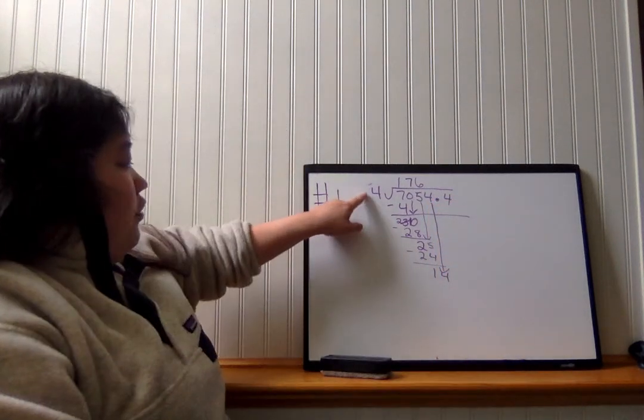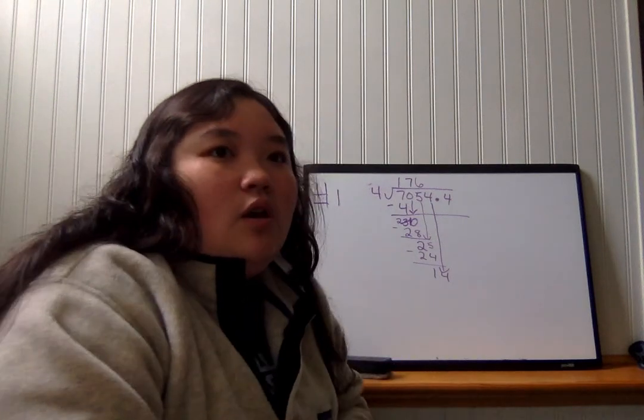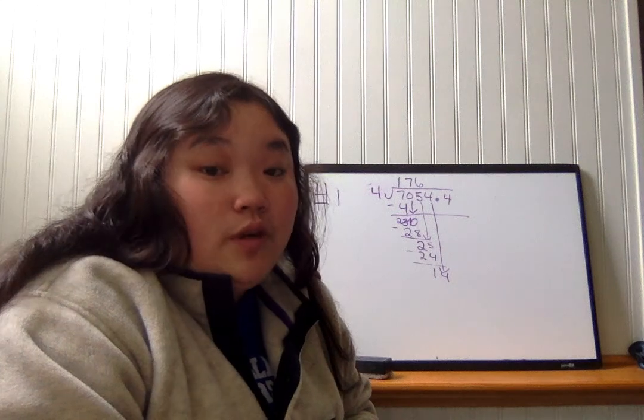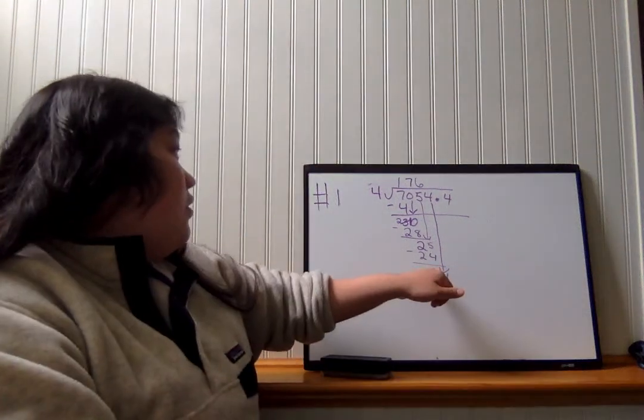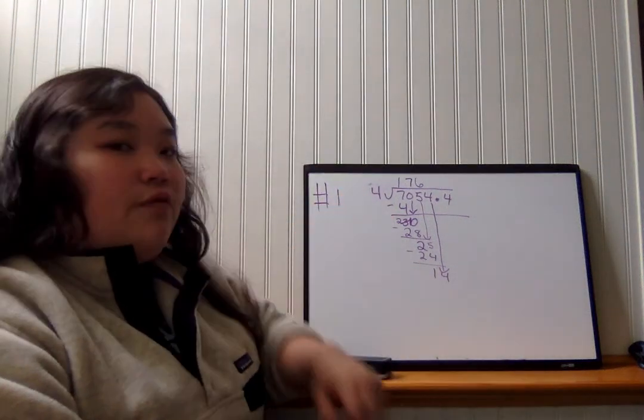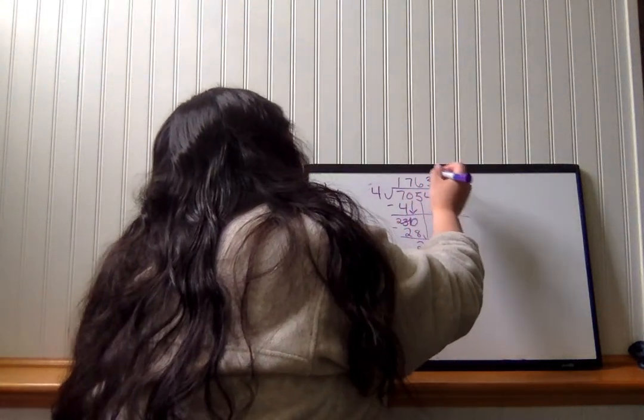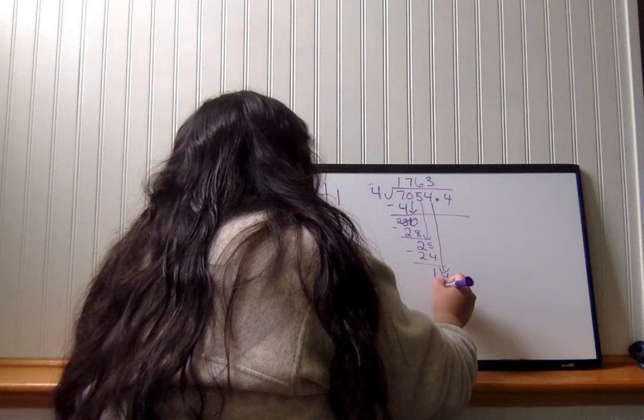So now I have to say 4 goes into 14 how many times? Well, I know that 4 times 3 gives me 12, and 4 times 4 gives me 16, which is bigger than 14. So I know that 4 can only go into 14 3 times. 3 times 4 is going to give me 12.